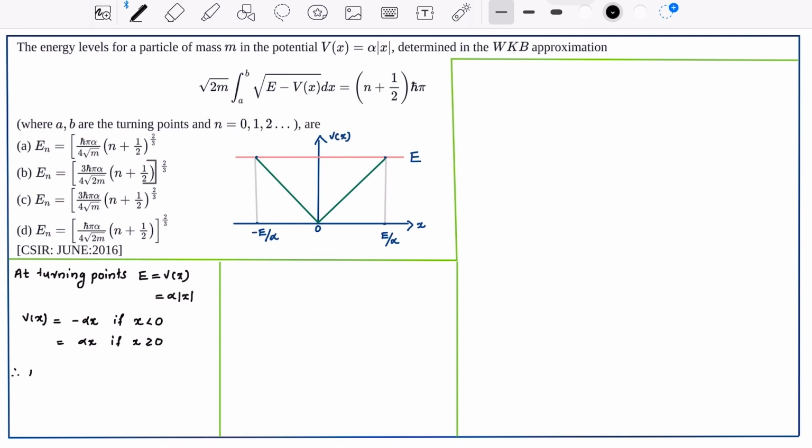Now using this, we can say that the turning points, E equal to V of x or E equal to alpha mod x, are x1 equal to minus E by alpha and x2 equal to plus E by alpha. That is, we have two turning points: x1 is equal to minus E by alpha and x2 is equal to E by alpha.